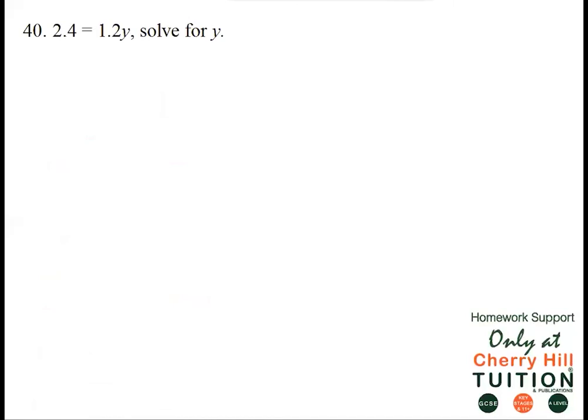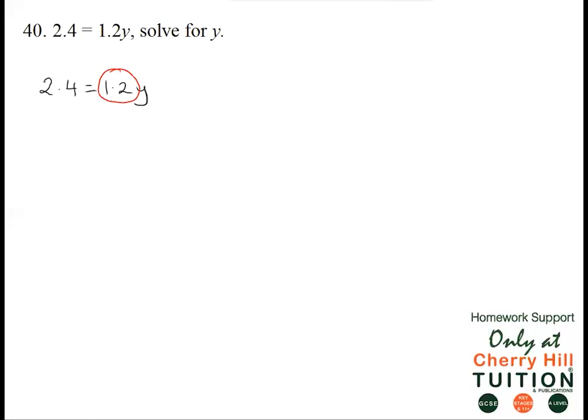So question 40, we have 2.4 is equal to 1.2y, and we are solving for y. So this question is quite straightforward as we only have one thing stopping us from having the y on its own, and that is this 1.2. So we need to eliminate this 1.2, and right now we are multiplying y by 1.2.